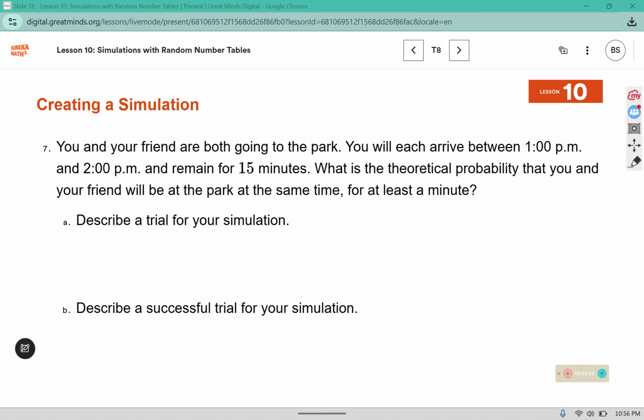You and your friend are both going to the park. You will each arrive between 1 p.m. and 2 p.m. and remain for 15 minutes. This is the problem we opened up to yesterday. What is the theoretical probability that you and your friend will be at the park at the same time for at least a minute? Describe a trial for your simulation. So we can use a pair of 2-digit numbers between 00 and 59.